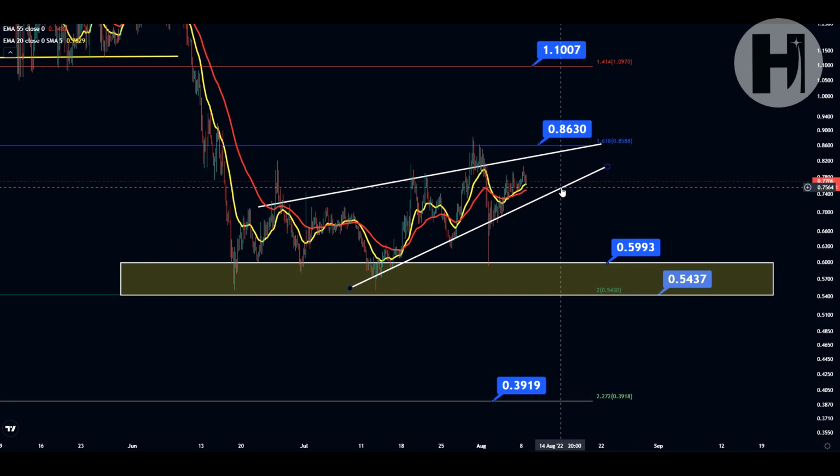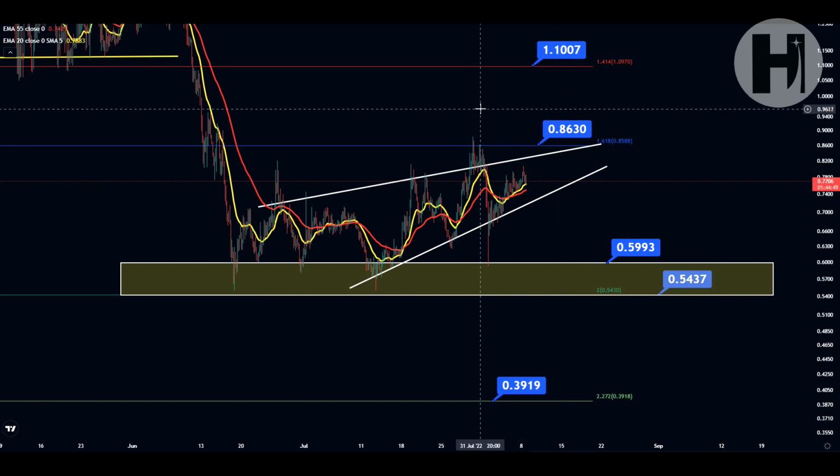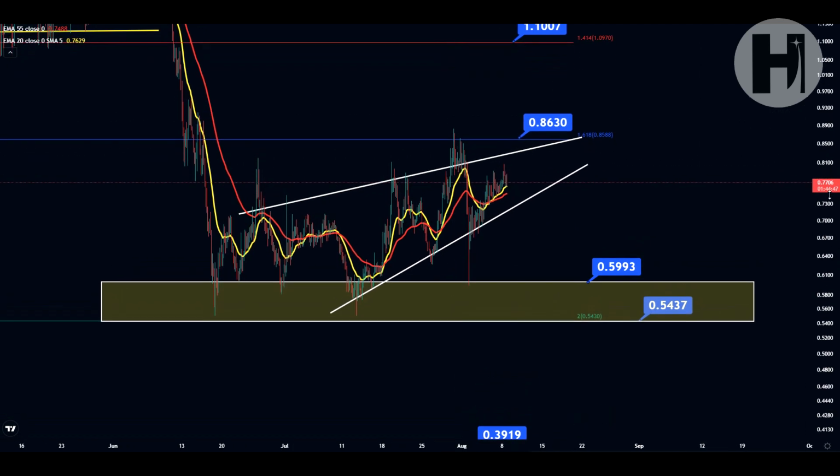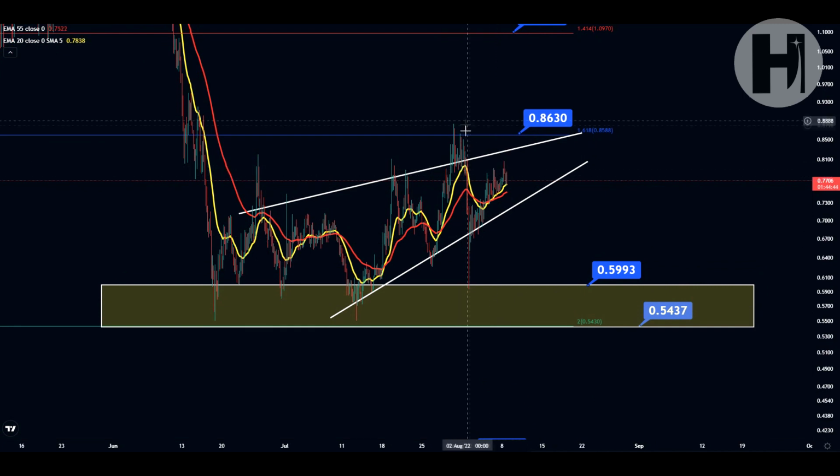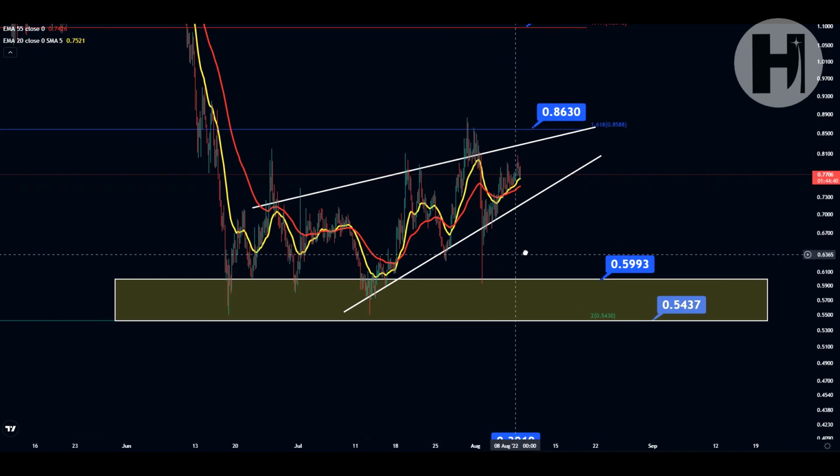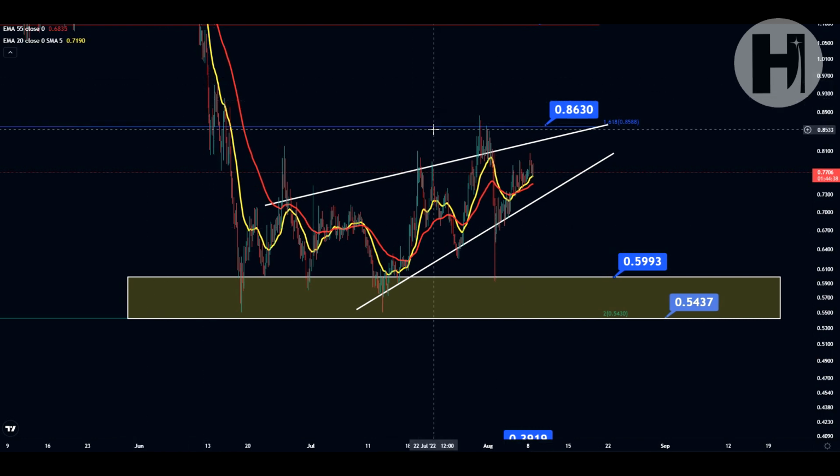Now, we are going to be jumping into the 4-hourly chart. And since the last update on Moonbeam, we have actually met our target and we have dropped to our buy zone. So this is the chart on TradingView from Binance. And as you can see, we did retest the 1.618 resistance level here.